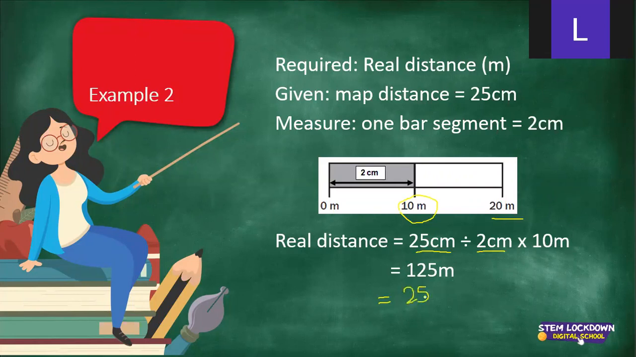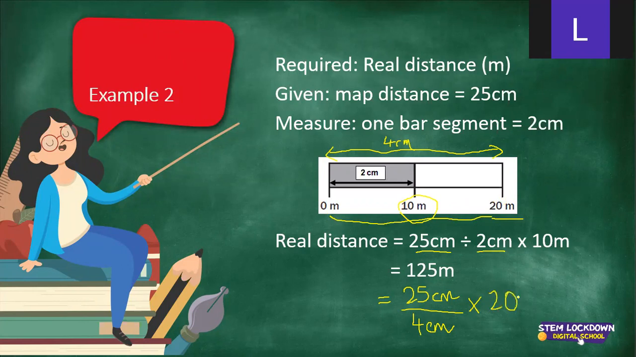25 centimeters, which is your map distance, divided by, obviously, if this is from 0 to 10, if it's 2 centimeters, from 0 to 20, it will be 4 centimeters. So divided by 4 centimeters, times this real length. This length is 20 meters, times 20 meters. Your answer will be 125 meters, right? I think these examples are easy thus far, right? Let us move on.